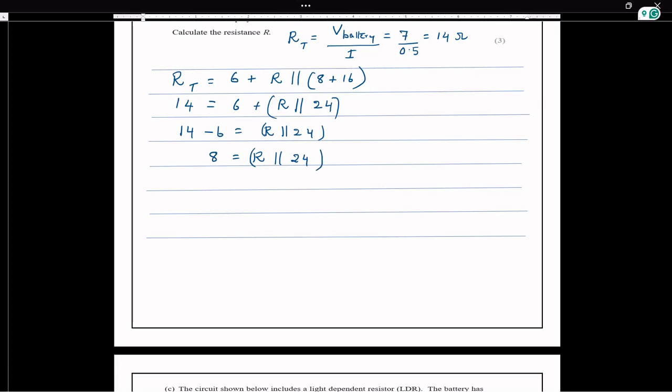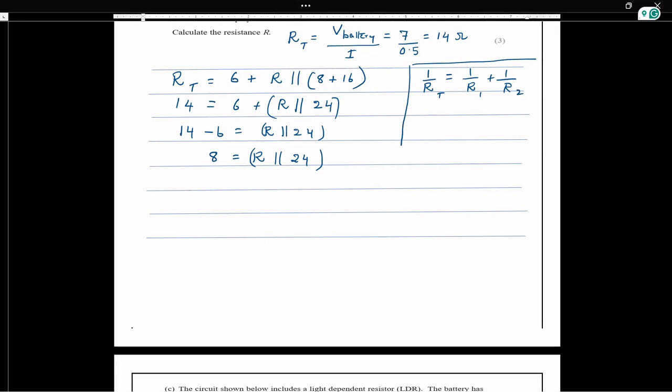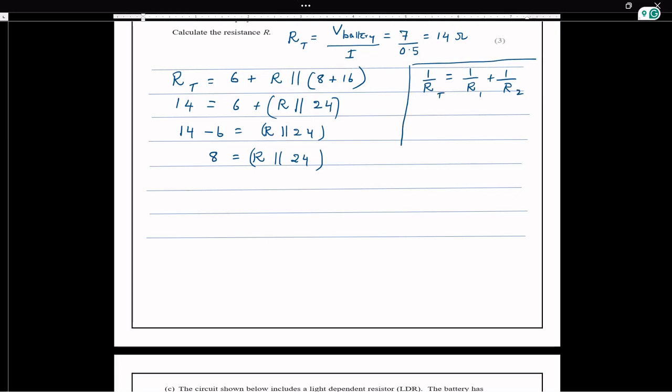Now, let us find out the resistance R parallel 24. What is the combined resistance? See, you have studied, so now these two are connected in parallel. You have studied that the combined resistance of two resistors connected in parallel is the sum of the reciprocals of the individual resistors. This is what we have studied. Total resistance for a parallel combination is the sum of the reciprocals.